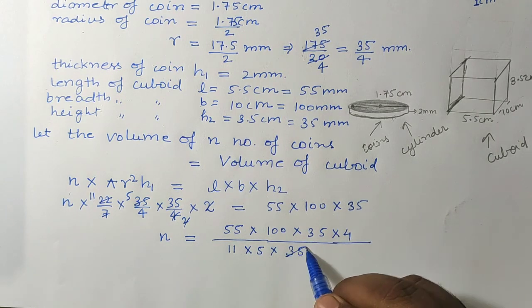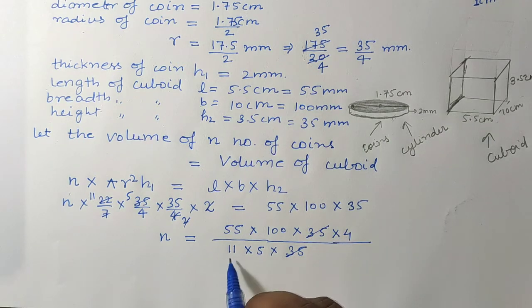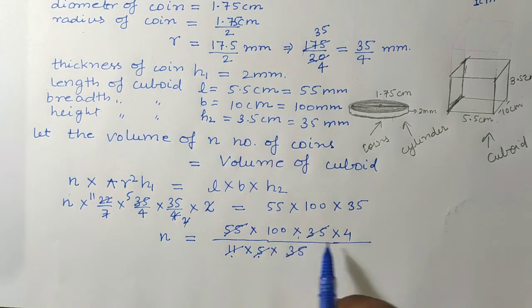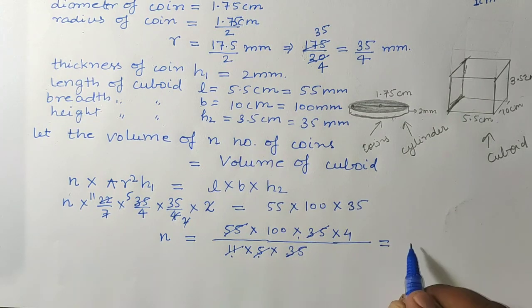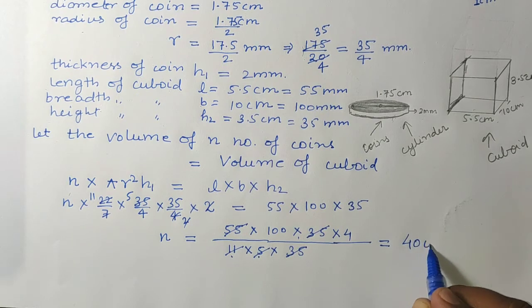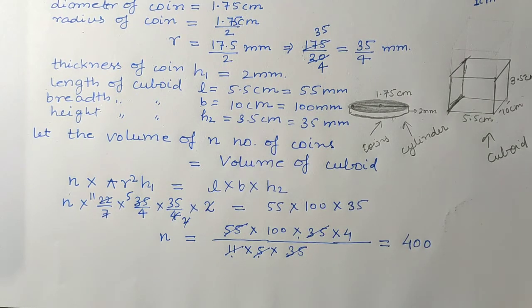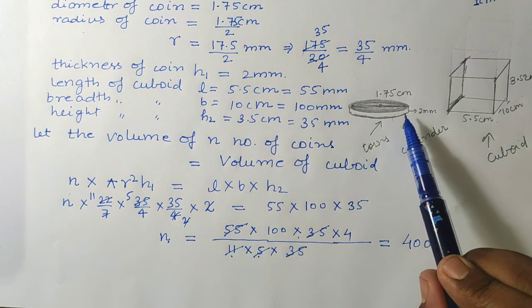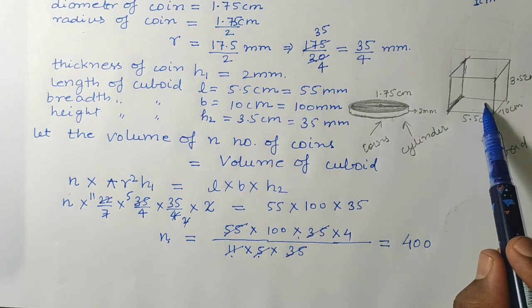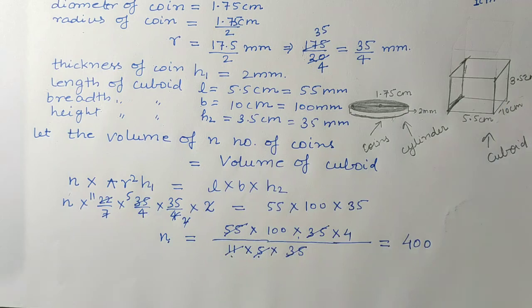Now 35 and 35 will be cancelled out. 11 fives are 55, so here 55 will be cancelled out. Now 100 into 4, what do you get, students? 400. So n is what? n is the number of coins. So there are 400 coins which should be melted to get the cuboid of this dimension.